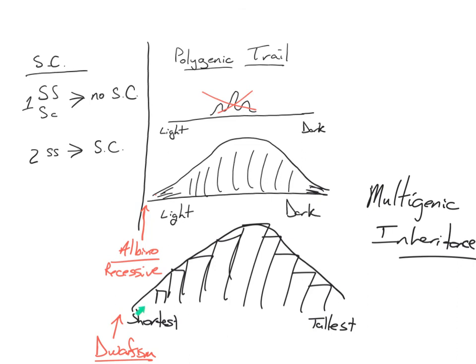But when we're talking about shortest to tallest, when you have this kind of gradation, like you do with skin tone, like you do with height, we call it multigenic inheritance. And that's it. That's all that's going to be on the test. I'll be posting this, and we'll move on.